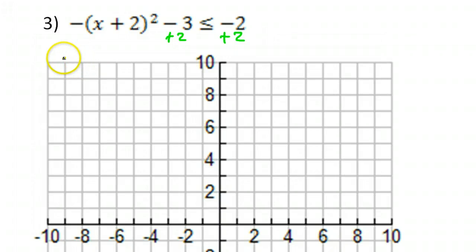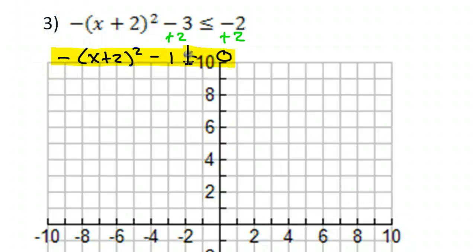And that's going to give us negative (x plus 2) squared minus 1 is less than or equal to 0. Okay? And then this is the inequality that we will be dealing with from this point forward. Alright, let's go type it in the calculator and see what we've got.